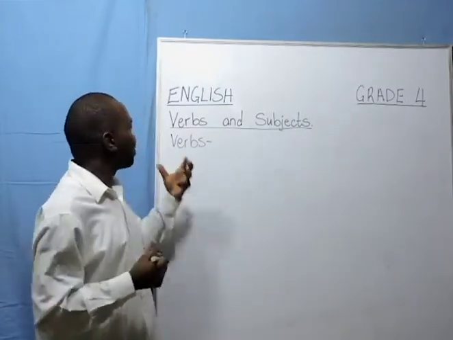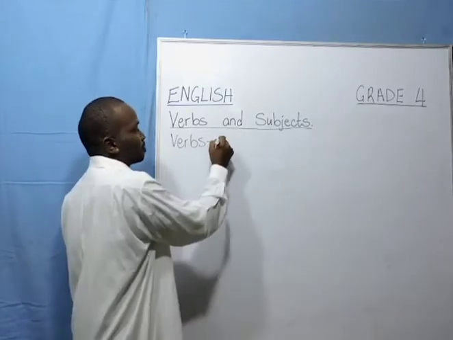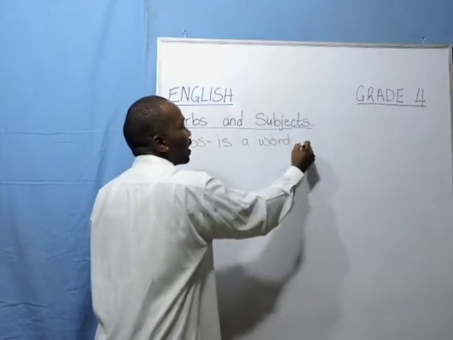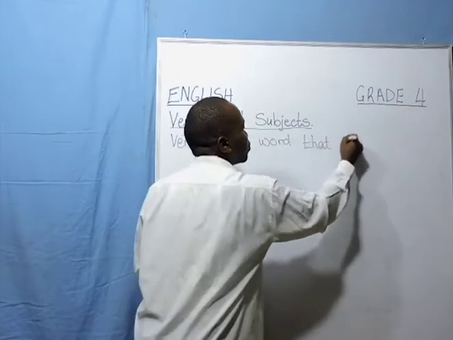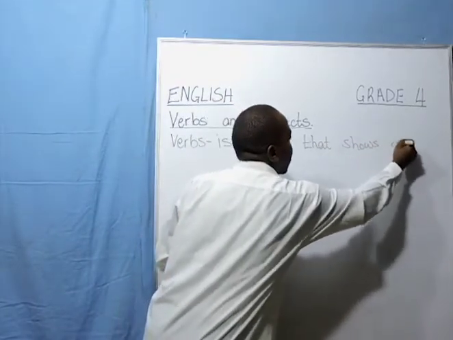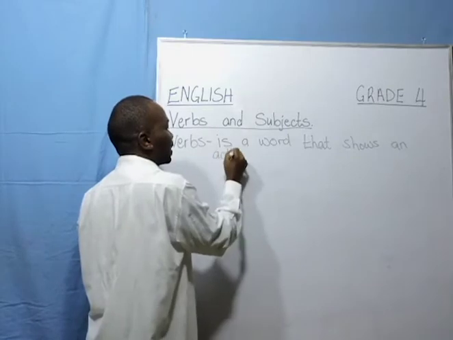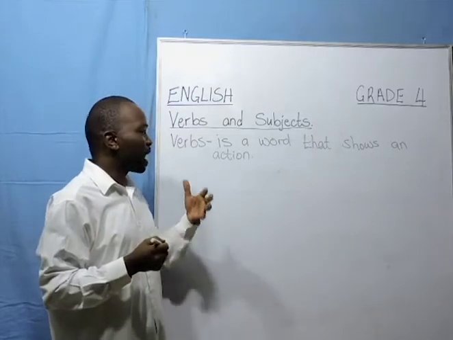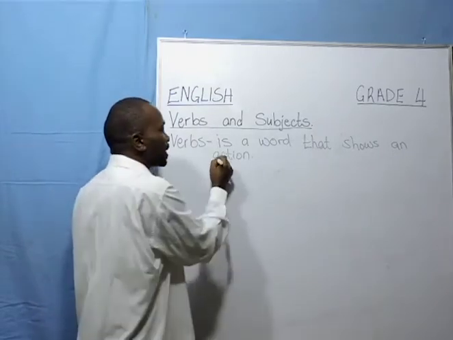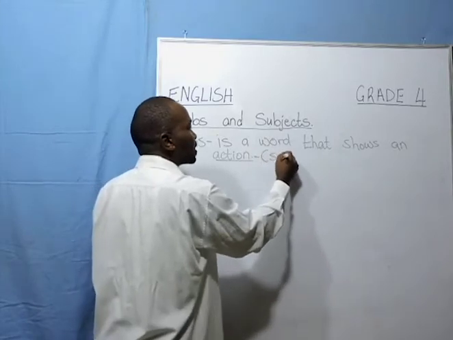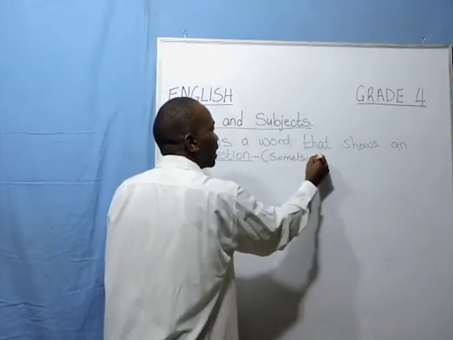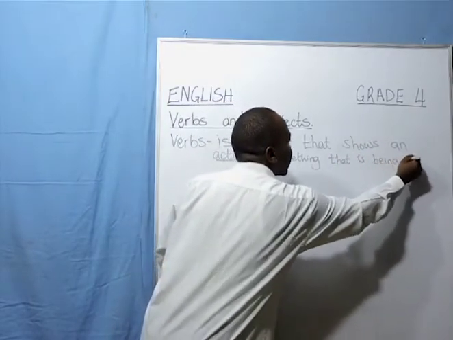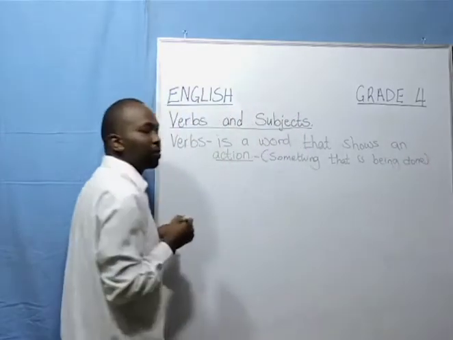Now we say a verb is a word that shows an action. Now, an action is something that is being done. Something that is being done by somebody.